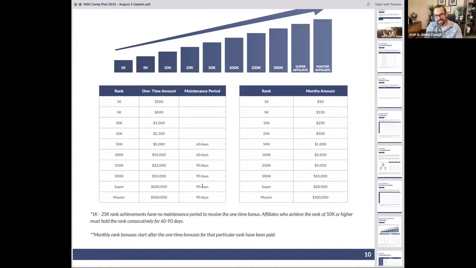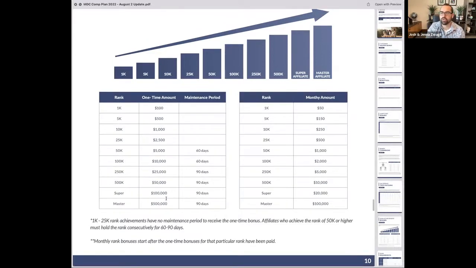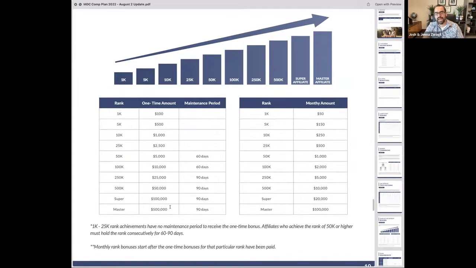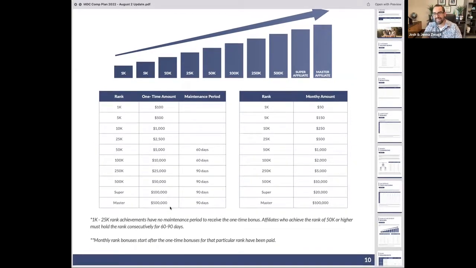So you have to maintain the rank consecutively for 90 days, and then you start getting these big payouts. And the max amount you can earn one time for hitting master is $500,000. You maintain master affiliate for 90 days, you get a $500,000 bonus. Now, I'll say this too, because this is a big selling point. You need to know this.